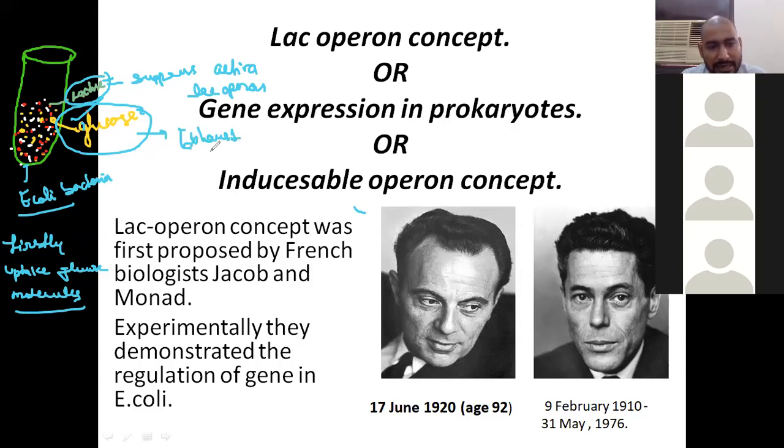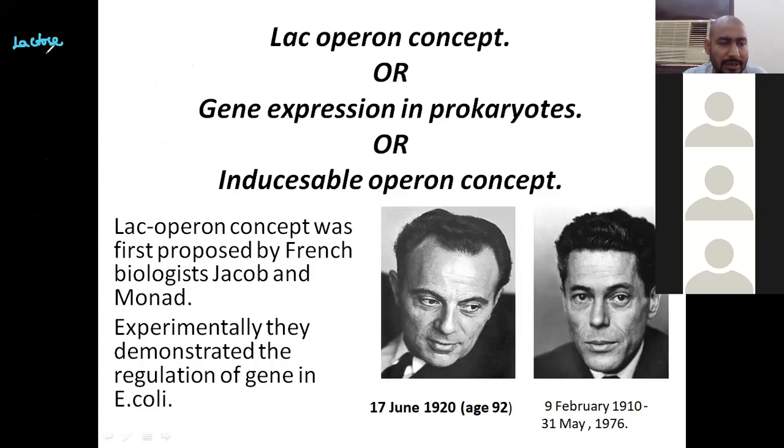When the glucose molecules are completely exhausted, the bacteria don't have any other option. So the lactose molecules will come, and lactose molecules bind with the repressor protein. What is the repressor protein? The repressor protein is the protein which inhibits the utilization of lactose.